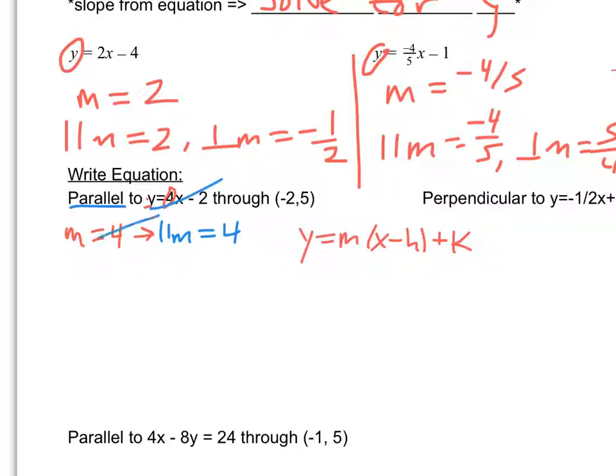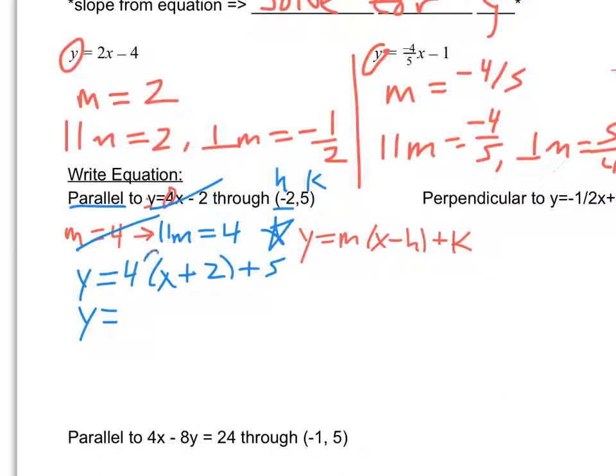And now I'm going to cross off all that information they gave me and use y equals m(x minus h) plus k, with my point they gave me being my h and my k. So y equals m is 4, x minus, in this formula means change the sign, so the opposite of negative 2 is positive 2, and keep k as 5. Now we're going to distribute and combine like terms. 4 times x is 4x, 4 times 2 is 8, plus 5, not 15. So y equals 4x plus 13.